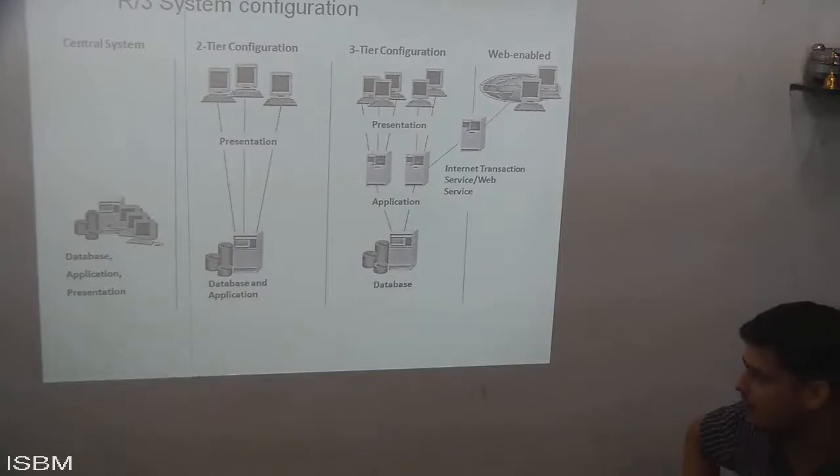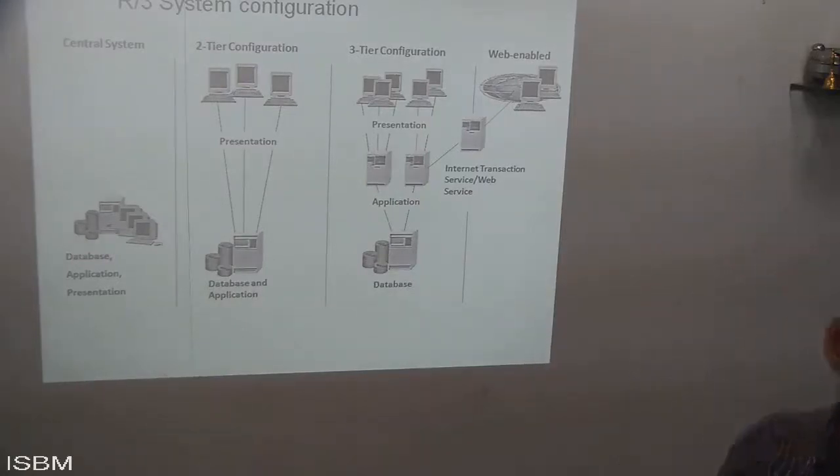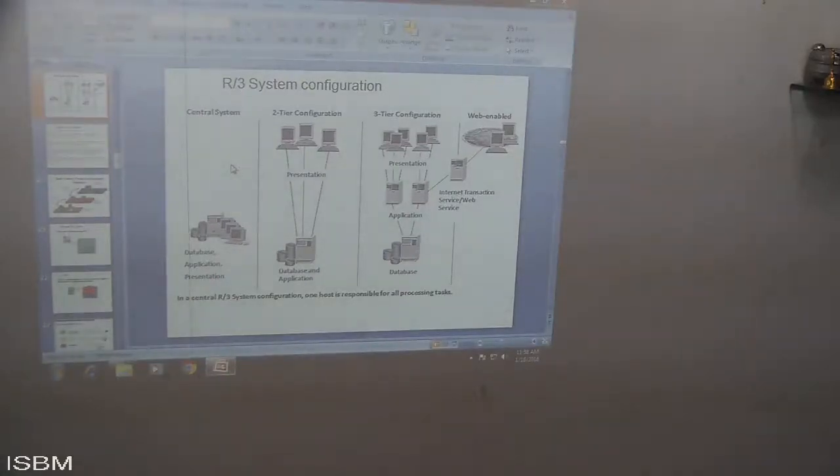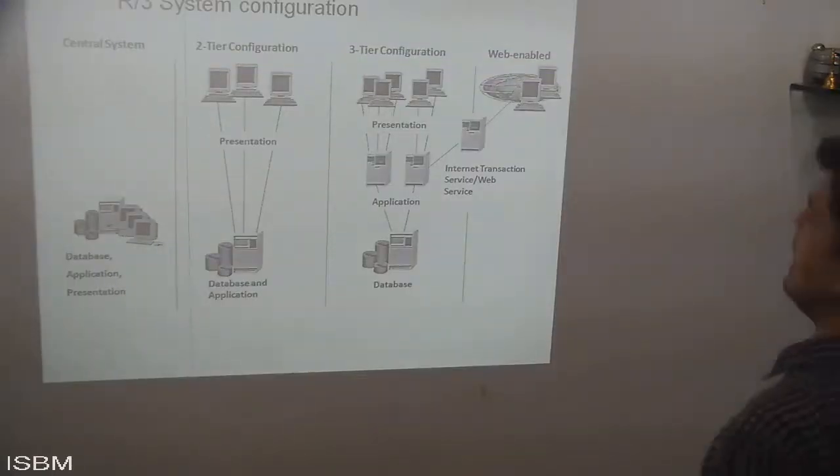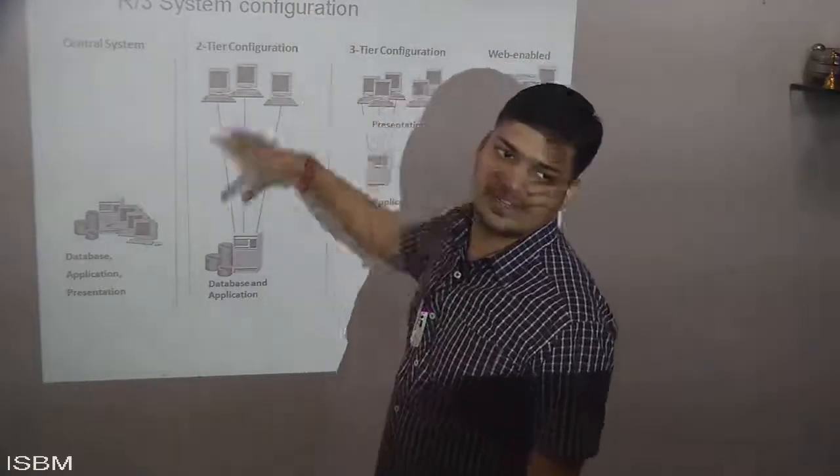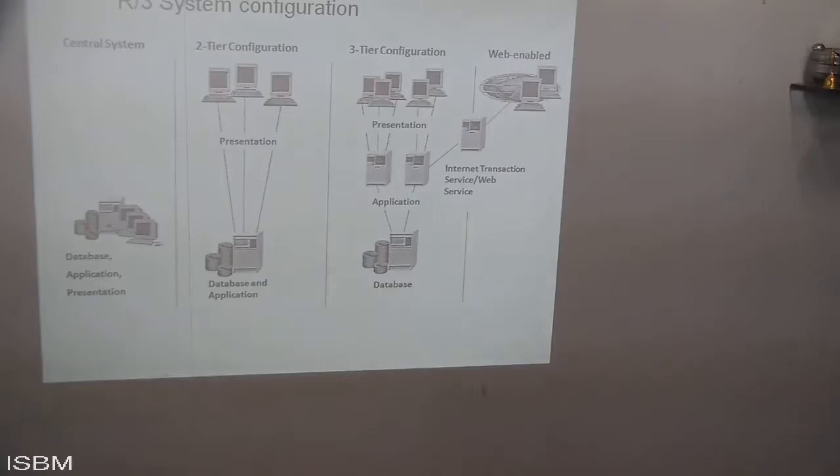This is the R3 system configuration. In this slide we have reached the client system, R3, which is nothing but system configuration. R3 is a client server architecture. This is a central system. In the central system, as I have told you, we have a database, an application, and a presentation. These 3 things we have over here.